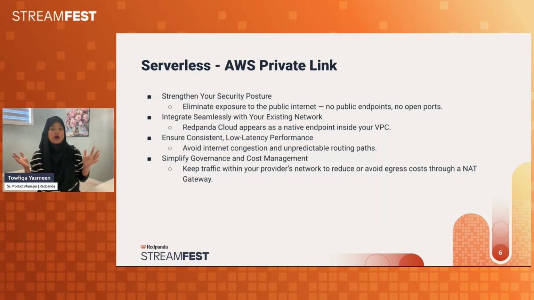So why go AWS PrivateLink? Well, of course, it strengthens your security posture because you want to eliminate that exposure to the public internet. You see Redpanda Cloud as a native endpoint inside your VPC, and you avoid that internet congestion and unpredictable routing paths. And finally, you get to keep your traffic in your provider's network, which helps you reduce or even avoid egress costs through a NAT gateway. So it's more secure and it's going to cost you less.